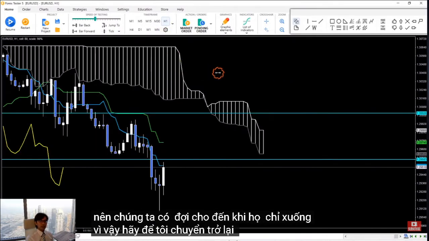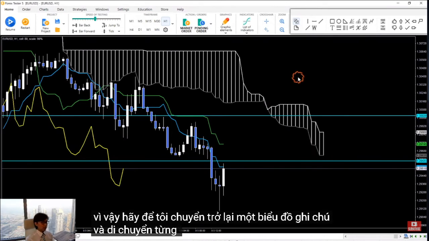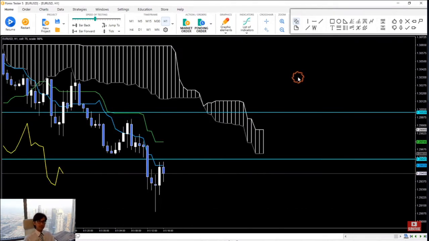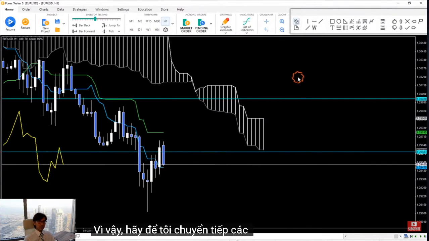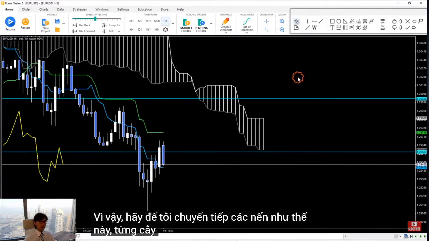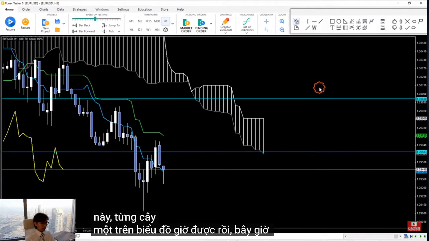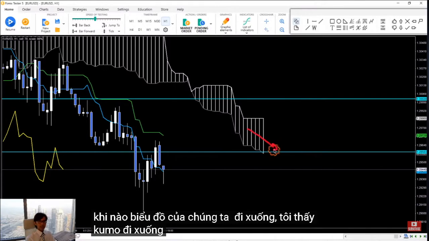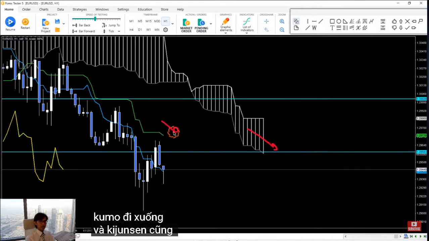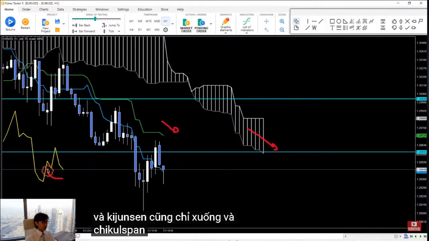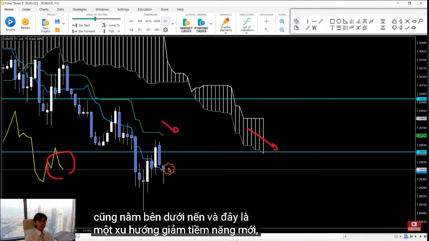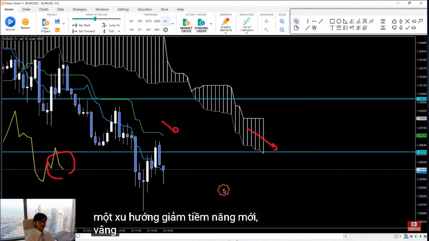So let me switch back to 1 hour chart and move the candles one by one based on 1 hour chart. So let me just forward the candles like this, just one by one. Okay, so here now I see 1 hour chart is going down. I see Kumo's down and Kijun Sen points down too. And also Chikou span is located below the candles. And this is another new potential downtrend.